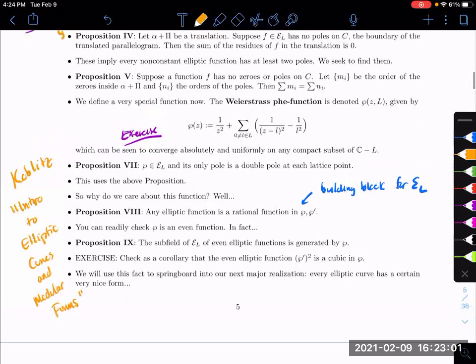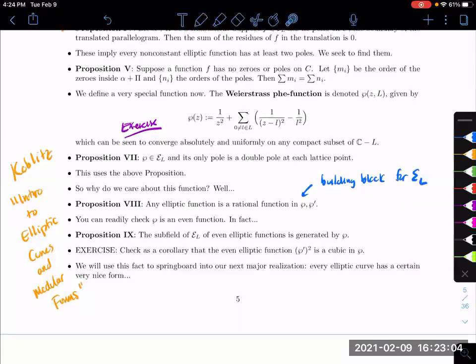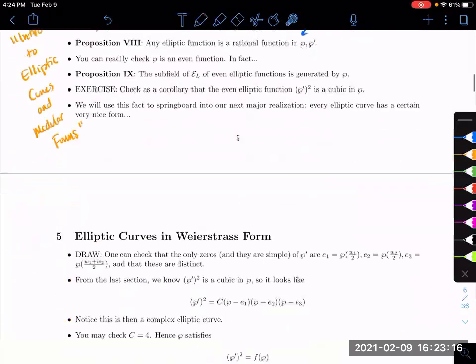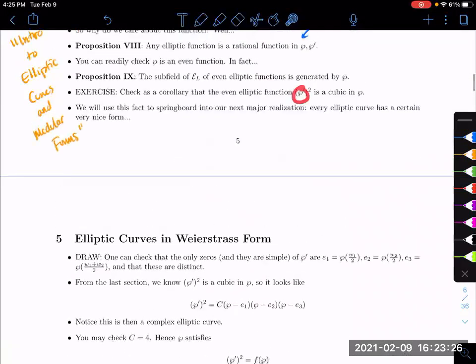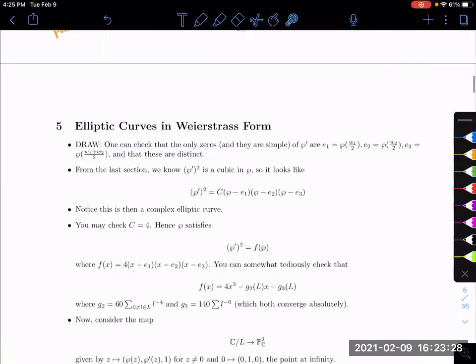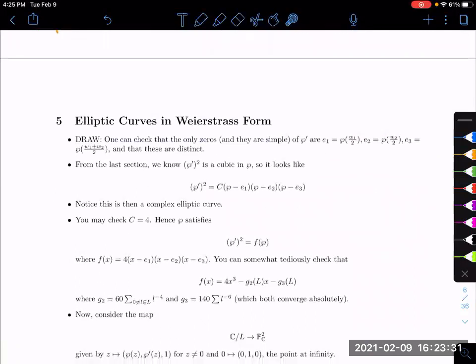Okay, anything else? So we've got a handle on this statement right here. Phi prime squared is a cubic in phi. Who cares? Well, another thing you can check is this: you can actually find the zeros of phi prime pretty easily. You can show that there are 3 of them and that they are simple, so they are order 1 zeros.